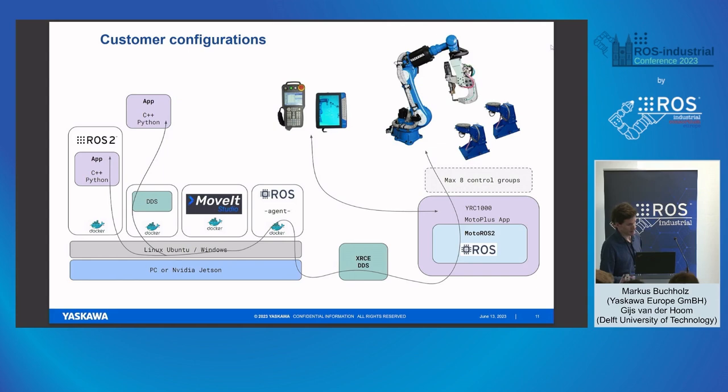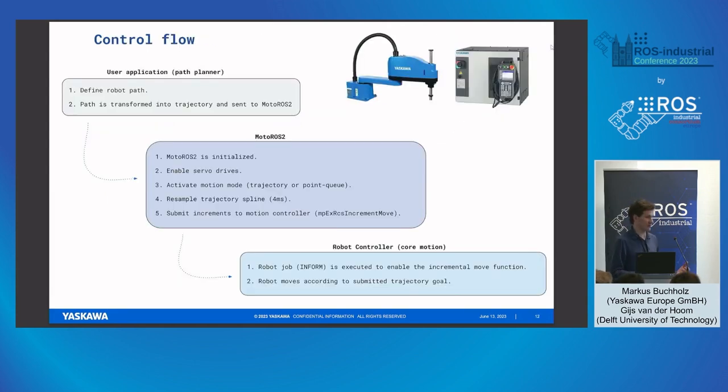So the next slide displays the control flow of our application. First you need to build your path. Afterwards, on the application side, your path is transformed to a trajectory, so you need to set the timestamps and the velocities. You send this trajectory to the MotoROS2 interface, where the MotoROS interface is first initialized and the drives have to be enabled. And you need to choose the modes, our control modes. I will display this later. The spline of the trajectory is resampled every 4 milliseconds.